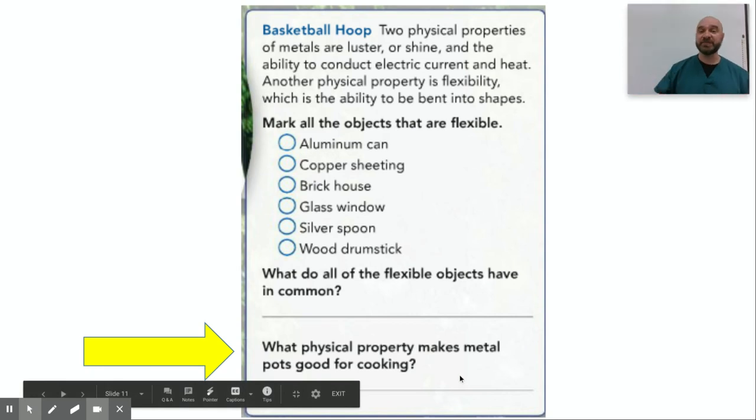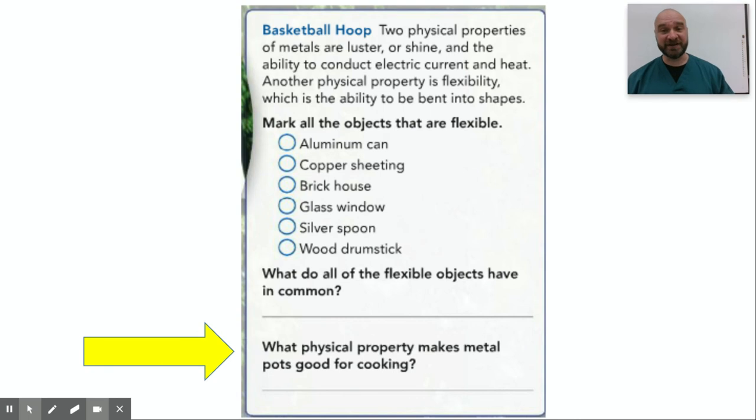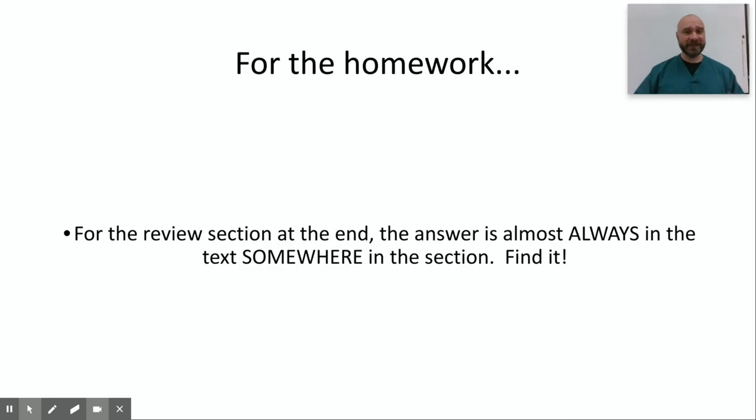So no textbook is going to ask you a question that they want you to go find someplace else. It's in the book somewhere. Find it. At the review section at the end, the answer is almost always somewhere in the text nearby. It's just because it's a review, it's somewhere in the passage you just read.